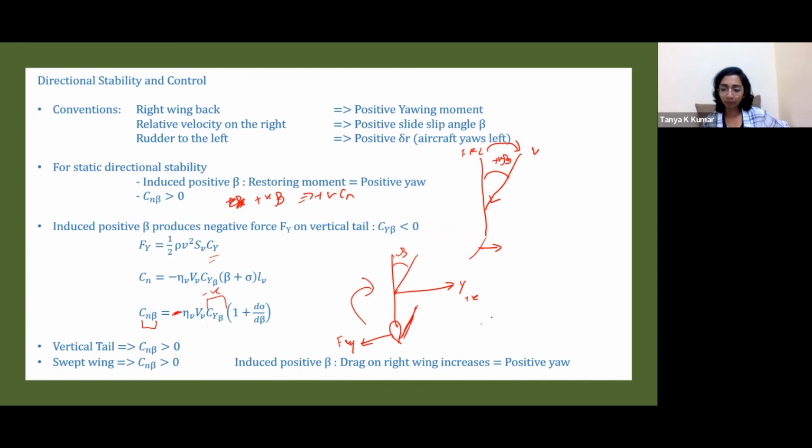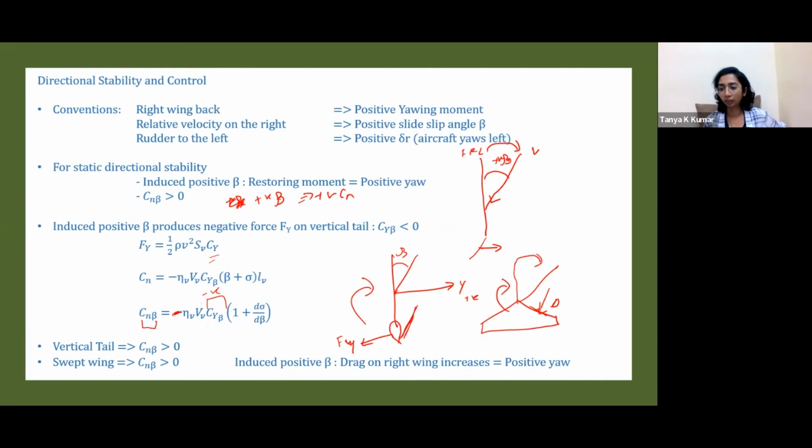What about swept wing? Swept wing is this case. So when it is subject to a positive beta, the drag on this right wing increases. So there is more force here, more drag in this direction than on this wing. And this again produces a restoring moment.